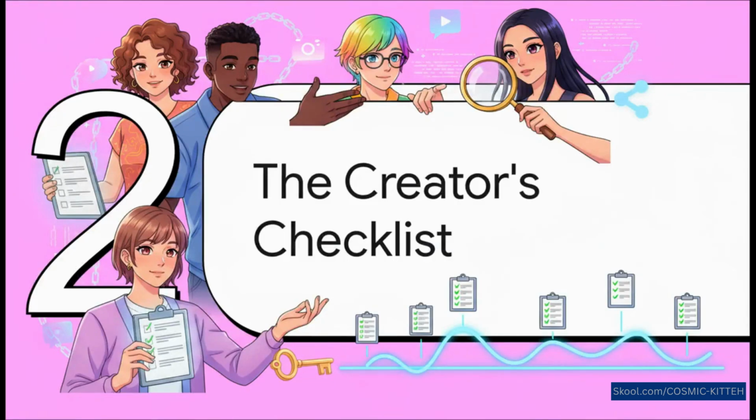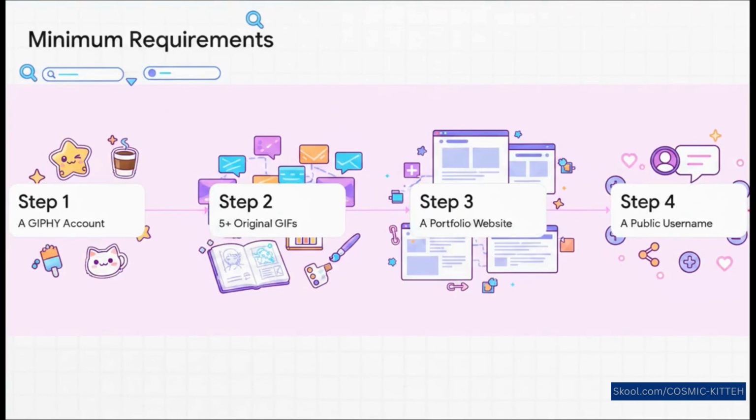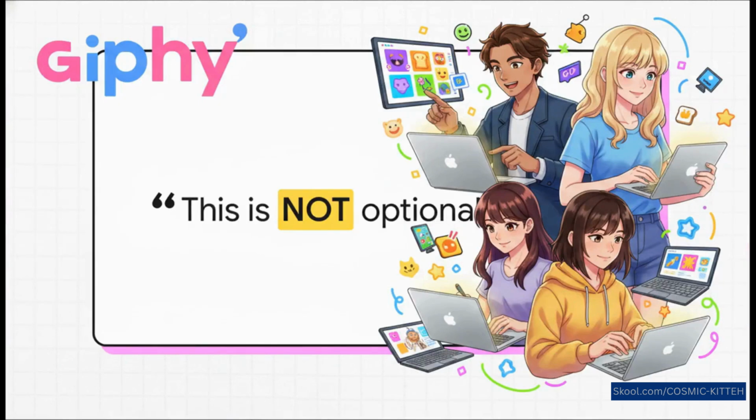So where do we begin? Well, before you can even think about mastering tags, GIPHY has this mandatory checklist you have to complete, just to prove you're a legitimate creator. Let's break down exactly what they're looking for. These 4 things right here, they're totally non-negotiable. You'll need a GIPHY account that's set to public. You have to have at least 5 of your own original GIFs already uploaded to show you're actually creating. And then there's the big one. You absolutely must have a simple portfolio website. I really can't stress this enough.